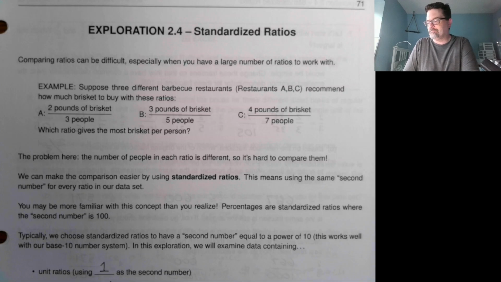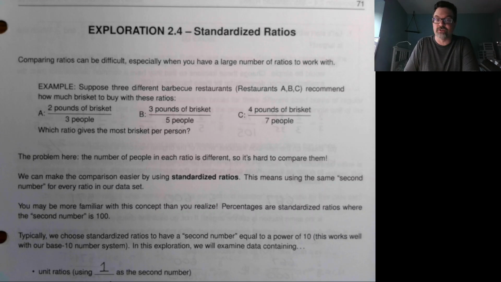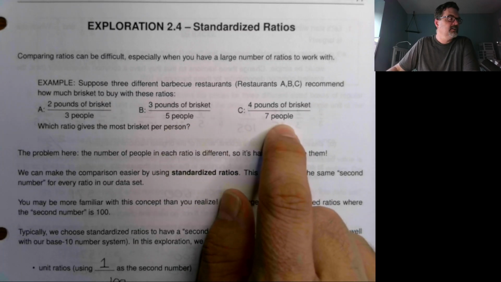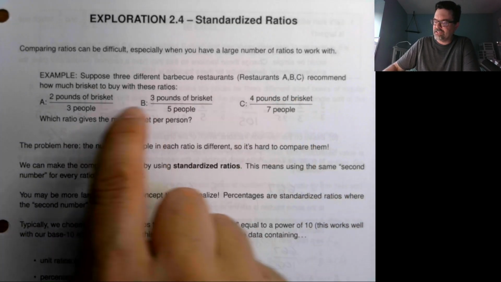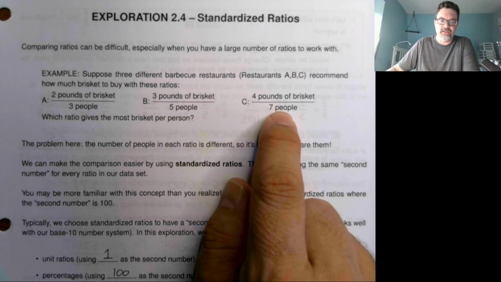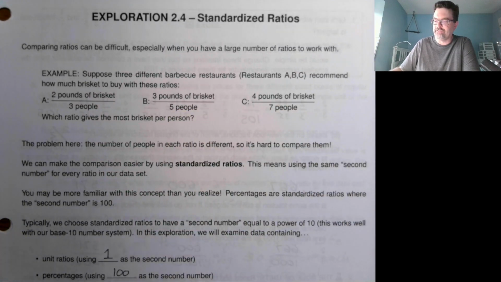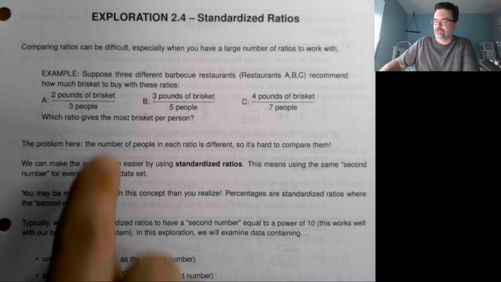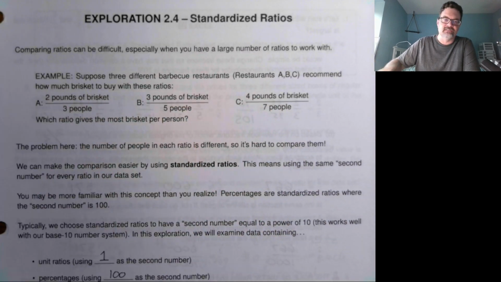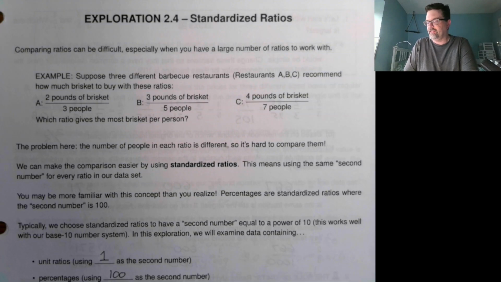Now, you might be able to solve that problem by just getting out your calculator and punching some things out, and we'll talk about that. But the point is, these are hard to compare because we have different pounds of brisket for different size groups of people, so it's not immediately obvious which one actually corresponds to the most brisket per person. The ratios have different second numbers in them.